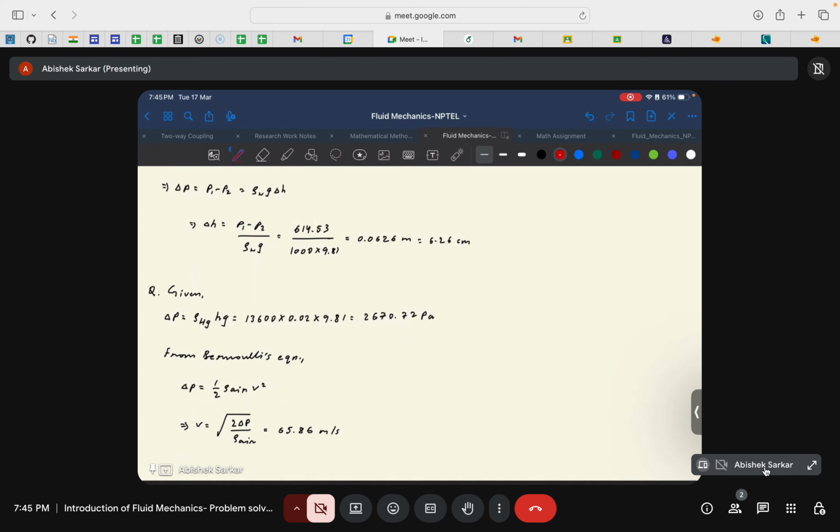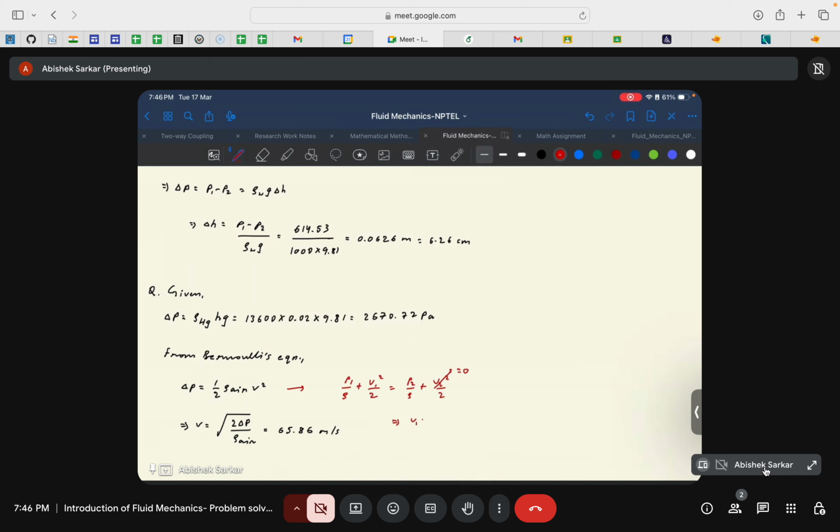I think you know how we obtained it. This equation is very simple. P1 by rho plus V1 square by 2 is equal to P2 by rho plus V2 square by 2. V2 is the point at which the pitot tube has been placed, so V2 would be equal to 0.